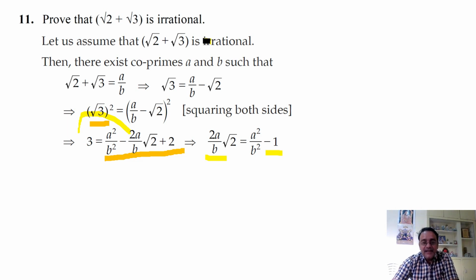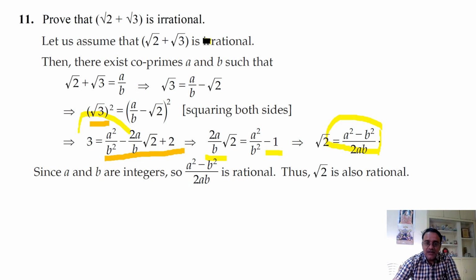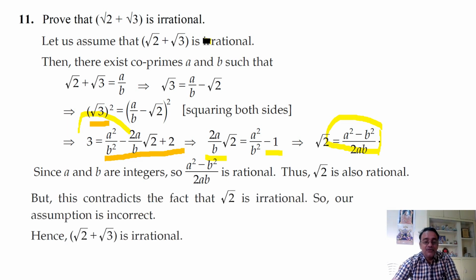Okay. Now we'll take the LCM on the right hand side, and we'll get a square minus b square upon b square. Then we will shift 2a by b also, so finally we'll get root 2 is equal to this one. But now a, b are co-primes, and co-primes means it is not equal to 0. So we'll get that a square minus b square upon 2ab is a rational number. So this will imply root 2 is also a rational number. But this contradicts the fact that root 2 is irrational. So our assumption is wrong. Hence root 2 plus root 3 is irrational, right?